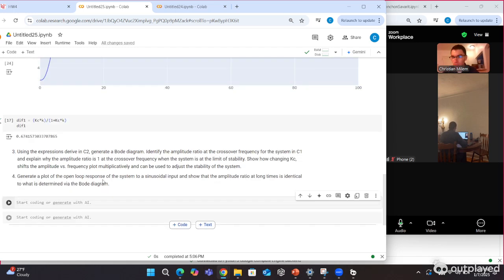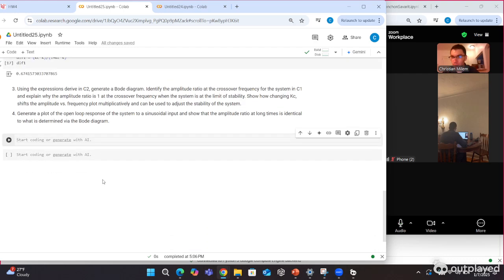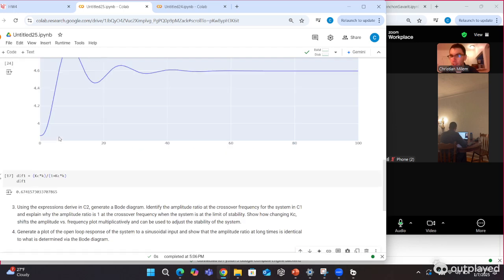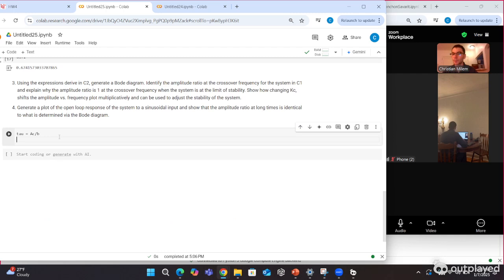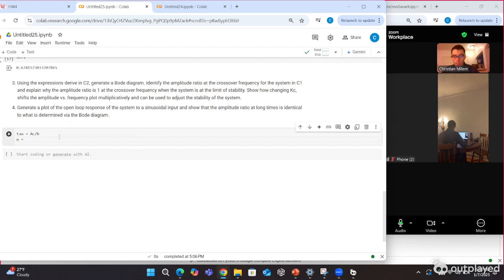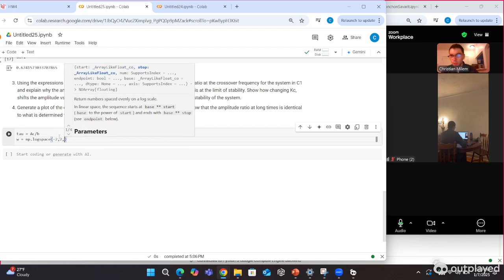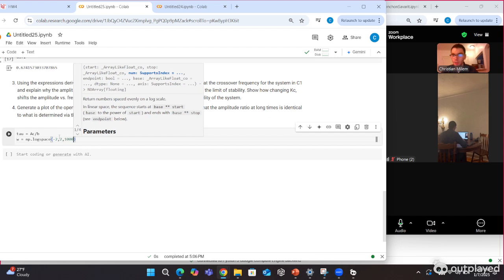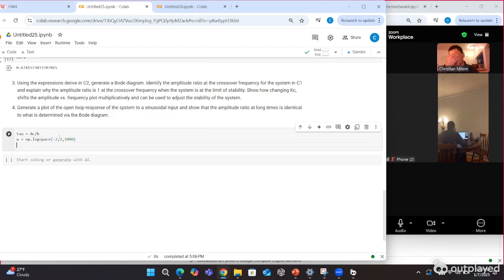Okay, so let's get started. So first of all, we need tau. I don't think we've gotten that yet, and that's very straightforward. Tau is just AC divided by B. We have B defined, yeah, we already had that defined. All right. Our omega is going to be equal to np dot logspace from -2 to 2, then 1,000 points in between.